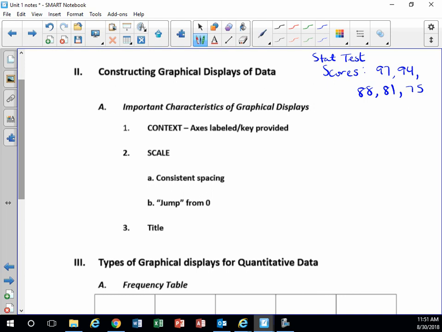We want to make a little graphical display here of these 5 test scores, okay? Clearly I've just made up some data for you, but that's okay. I'm going to make a histogram. What do you think I should put where? Any ideas? Score, I'm going to put that on the bottom. Most of the scores are between 70 and 100, so I'm going to show that there's a little gap from 0, and then I'm going to put my first tick mark at 70.